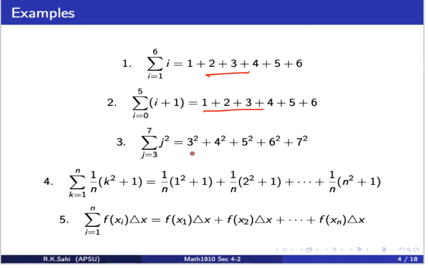So this is called the expanded form. This right-hand side is called the expanded form of the summation notation. This is called the summation notation in a concise form. The left-hand side, guys, is the concise form.